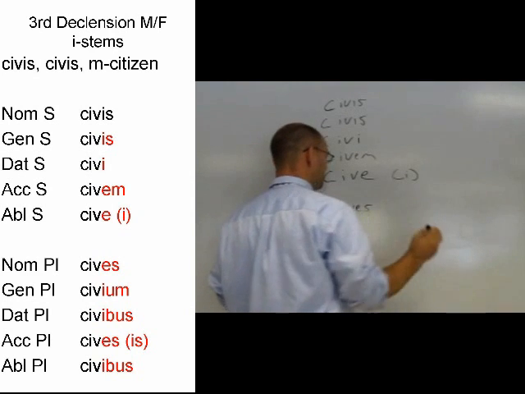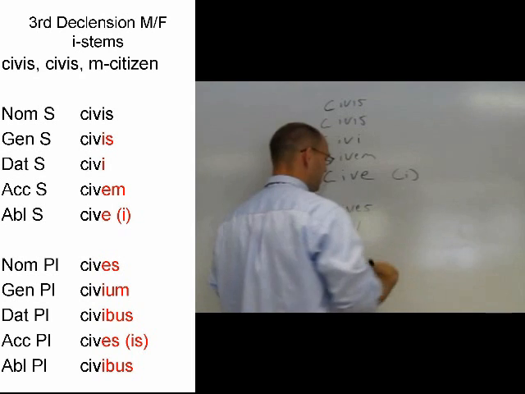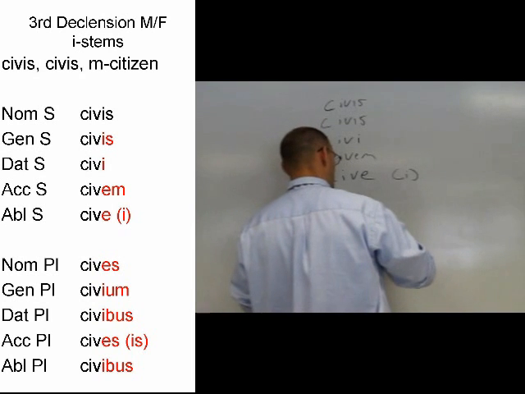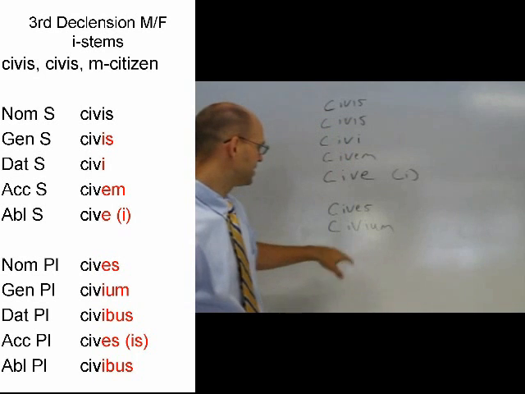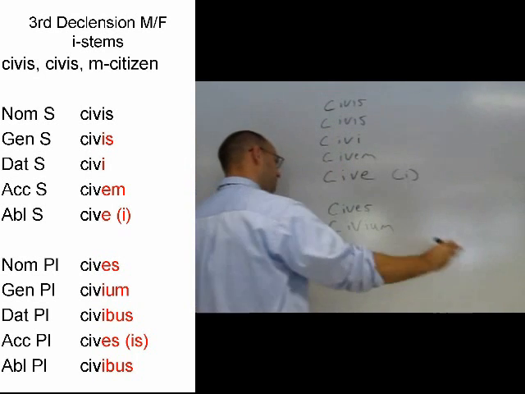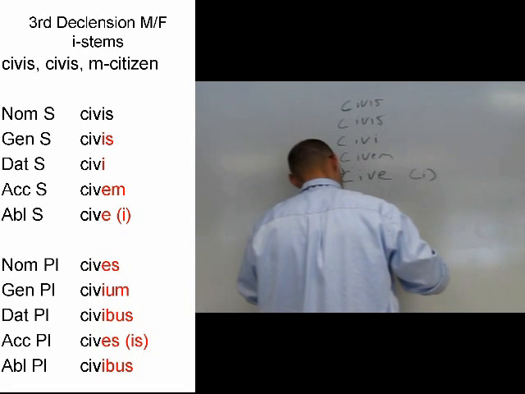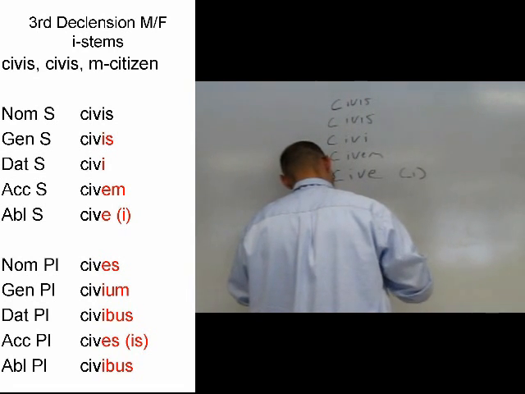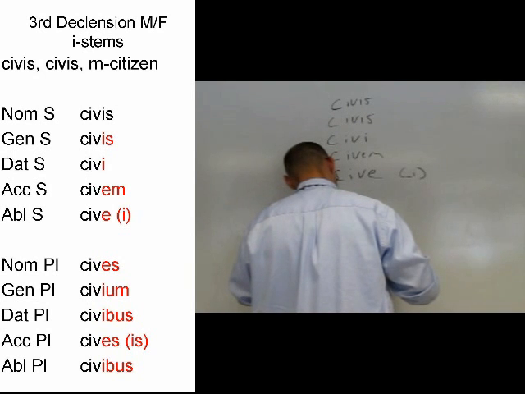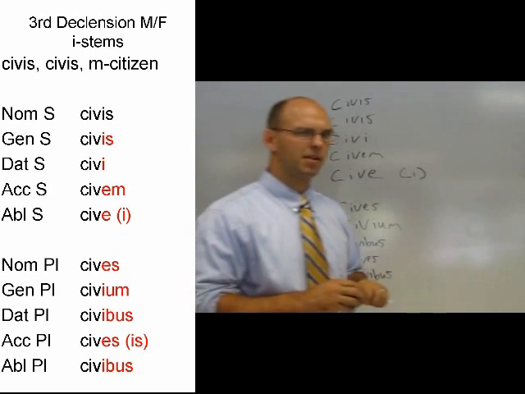You have cives, and now this is the big thing that defines an I-stem, the genitive plural. All I-stems are -ium for the genitive plural. This is what makes it an I-stem. It's right here. And then we have civibus, cives, civibus, as you go through. And so that's how I-stems decline.